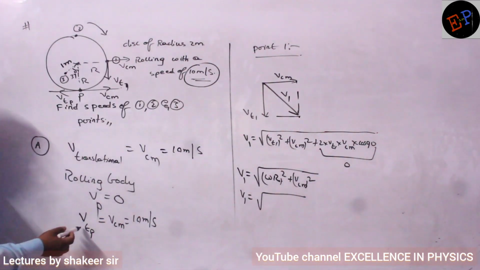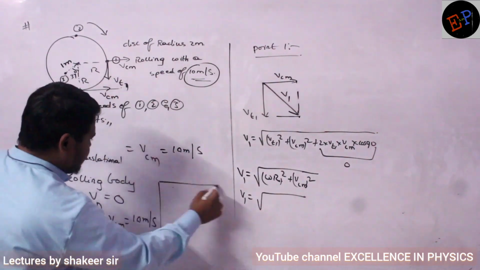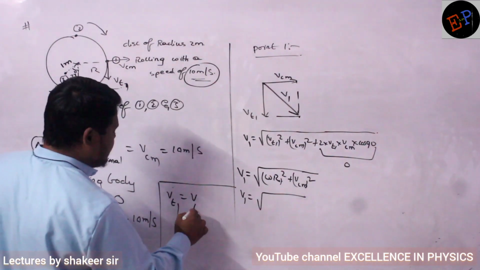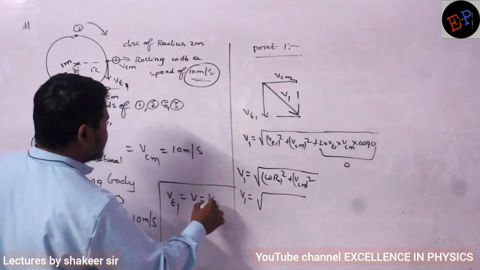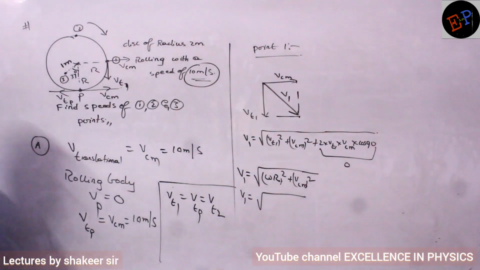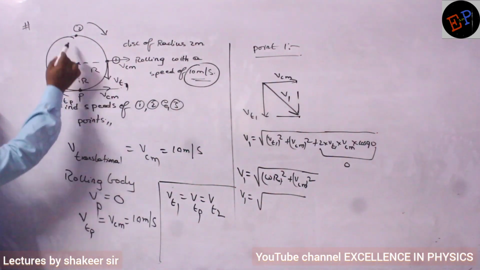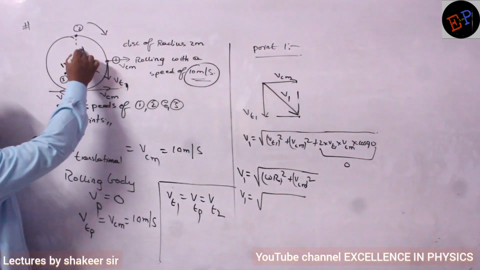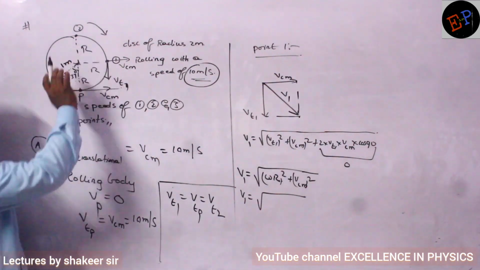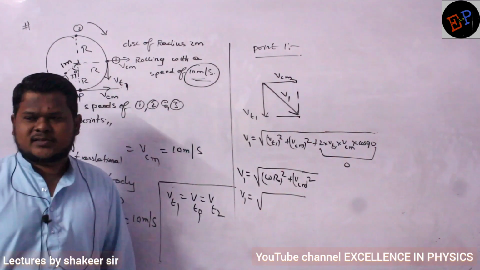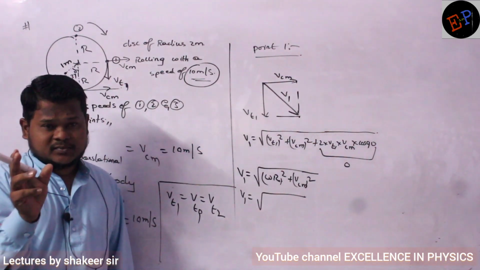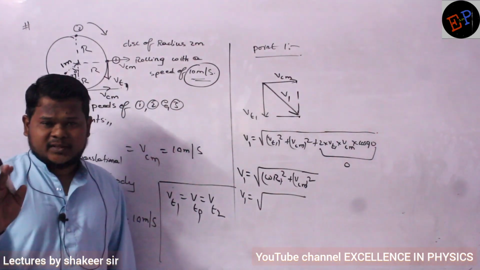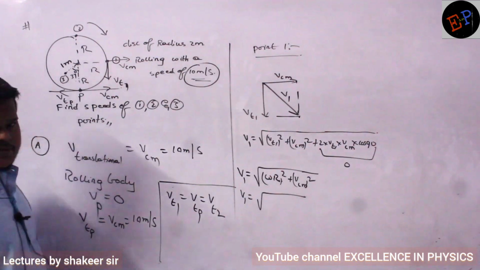Vt1 and Vtp both are same, no? I can say that tangential speed of point number 1 and tangential speed of point number p, similarly tangential speed of point number 2, all of them are equal. This point and this point will have the same tangential speed, because all of them are present at a distance of r. And angular velocity of every point is same. In rotational motion, we have studied similarities and dissimilarities. Angular velocity of every point will be same, but tangential speeds will be different.